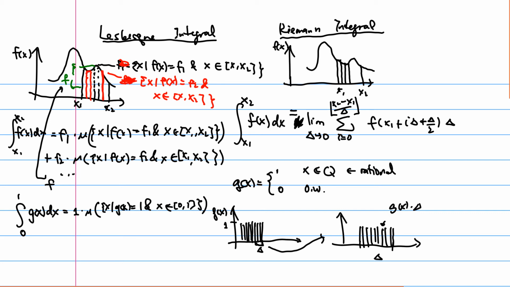And of course, g(x) is equal to 1 when x is a rational number, so this set here is just the intersection of Q and the interval 0 to 1, plus 0 times mu of the set where g(x) is equal to 0 and x is in 0 to 1. Of course g(x) is equal to 0 when x is irrational. But in any case, because it's multiplied by 0, I don't actually care about this term.